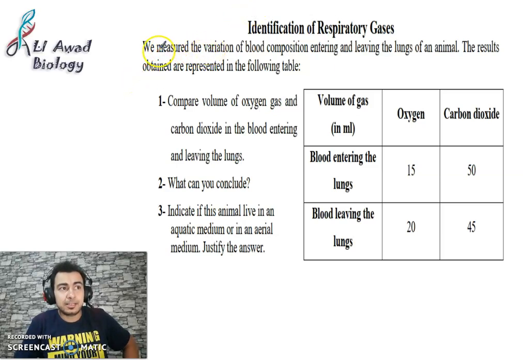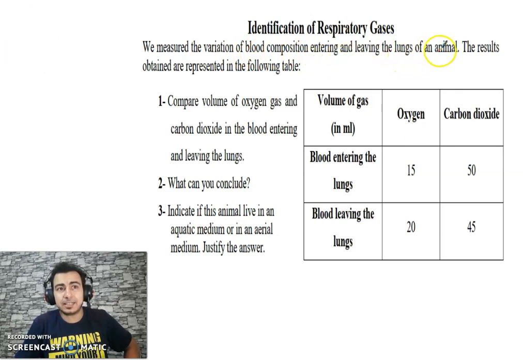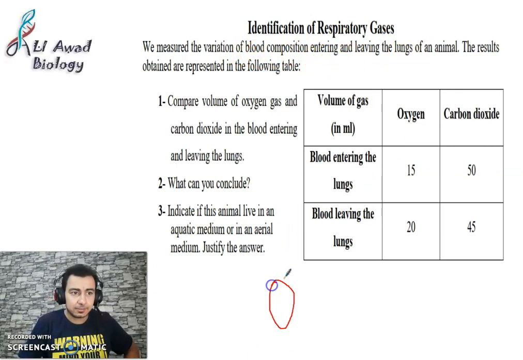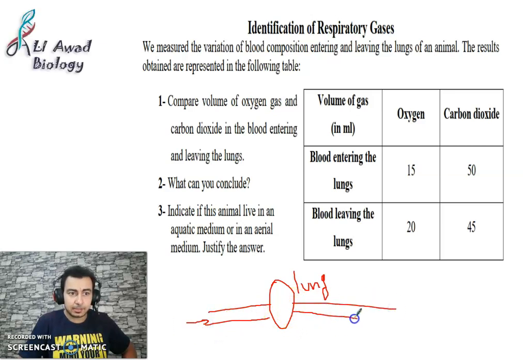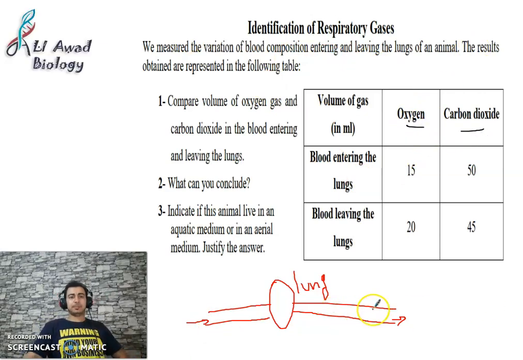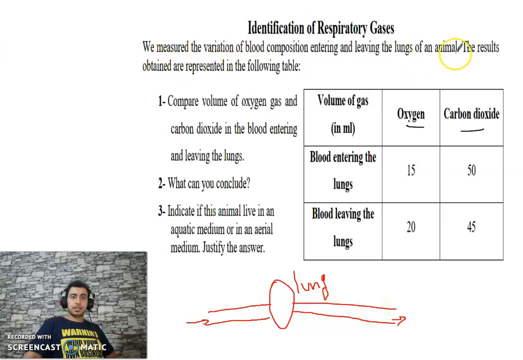We measured, عم بيقول لي قسنا, the variation of blood composition entering and leaving the lung of an animal. هيدي lung اوكي رئة. اجيت عند هيدا الانيمال في دم فايت على الرئة وهالدم طالع من هون من اللنج. اجيت اخذت قست نسبة الاكسجين والكربون دايوكسيد بالدم اللي فايت وبالدم اللي ظاهر. Okay, the results obtained are presented in the table.